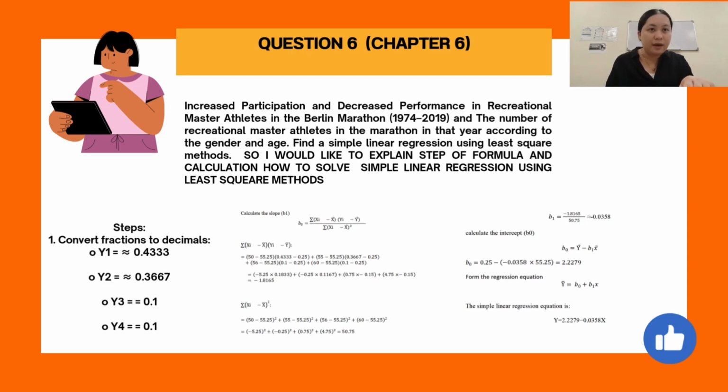The summation of (x sub i minus x bar) squared is calculated as follows: (50 minus 55.25) squared plus (55 minus 55.25) squared. The result is 50.75. For the slope calculation, b sub 1 equals negative 1.8165 divided by 50.75, approximately equal to negative 0.0358. Intercept calculation, b sub 0 equals y bar minus b sub 1 times x bar. Then b sub 0 equals 0.25 minus (negative 0.0358 times 55.25), which equals 2.2279. Regression equation formation, y hat equals b sub 0 plus b sub 1 times x.